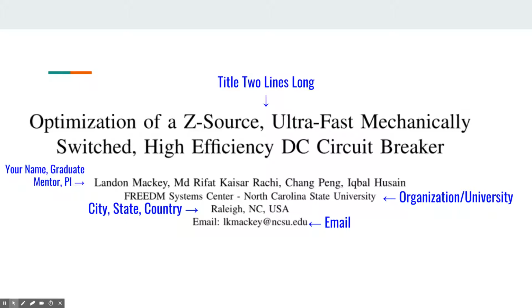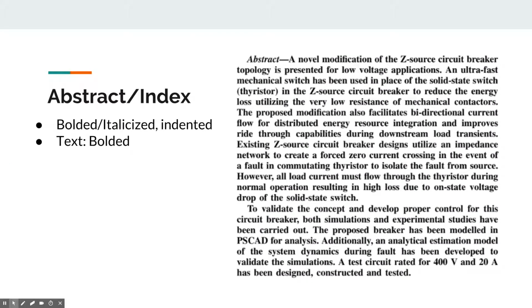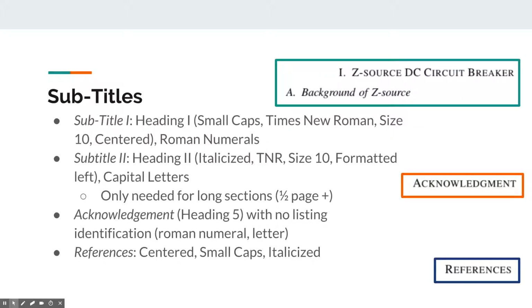Your organization and university, what city this takes place in, and email. This is not some standardized IEEE format, but this is the common template that we have used for ours. Things for the abstract and index terms are keywords. So you're always going to see this italicized, and everything with it is also bolded. So the whole thing's bolded. And the abstract is italicized. And this goes for keywords as well.